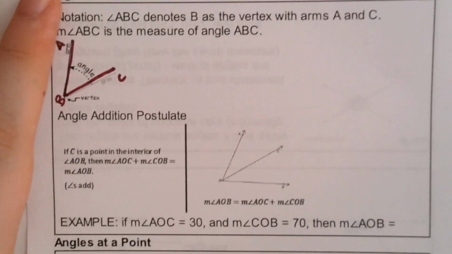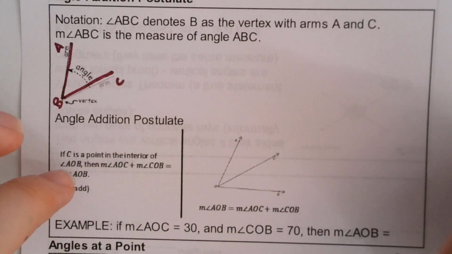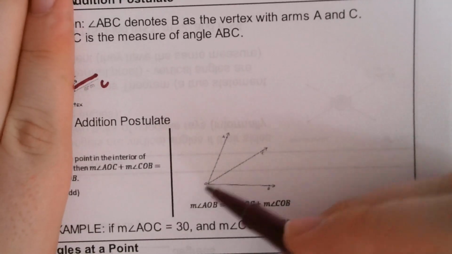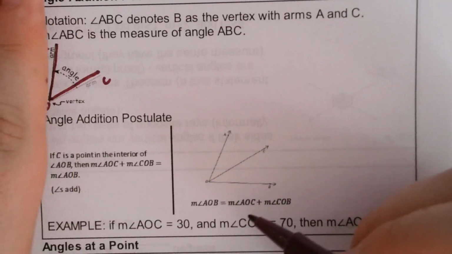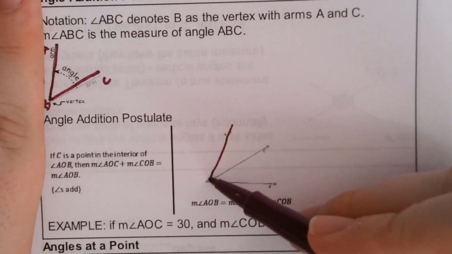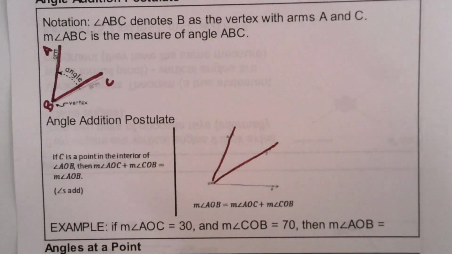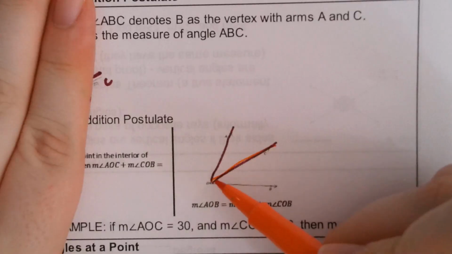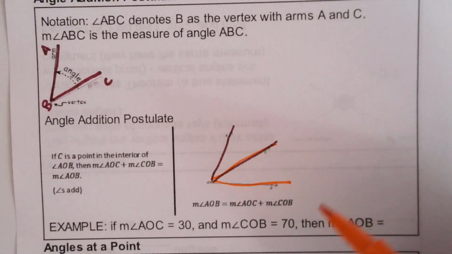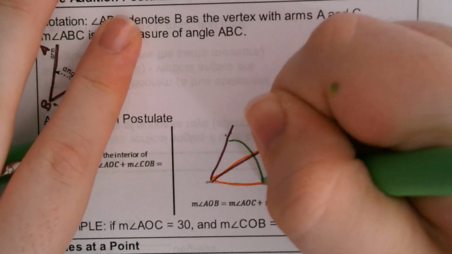If you see M in front of angle ABC, that means it's the measure of angle ABC. So, in our angle addition postulate, if C is a point interior of AOB, so C is in the middle of AOB, then AOC, this angle, plus COB, which is this angle, added together equals that giant angle, the big one, this whole thing, AOB.